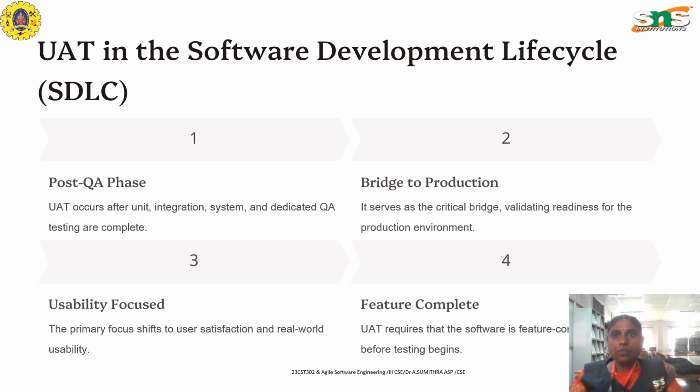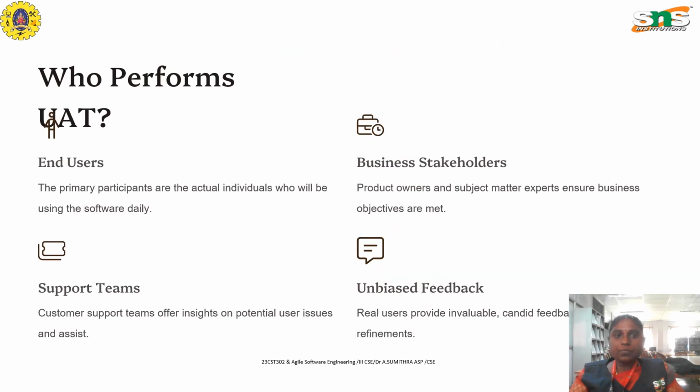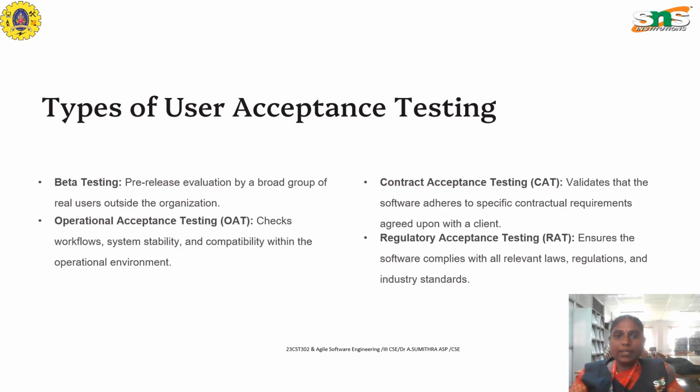We have multiple types of UAT: beta testing, operational testing, contractual acceptance testing, and regulatory testing too. Beta testing is where real world users outside the organization test the software before the release, like a public beta for a mobile application. Operational acceptance testing checks the system stability, workflow, and compatibility in the operational environment.